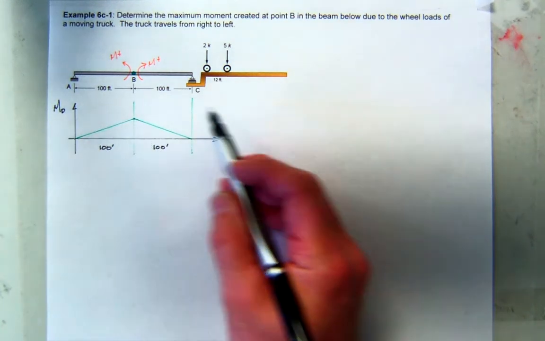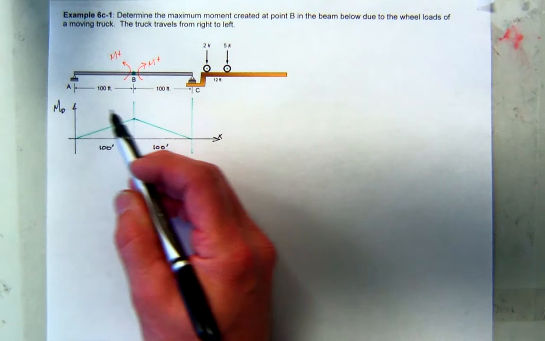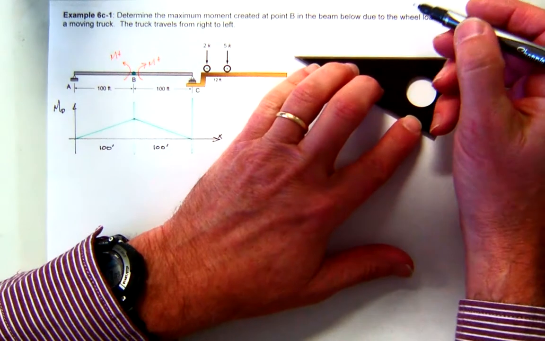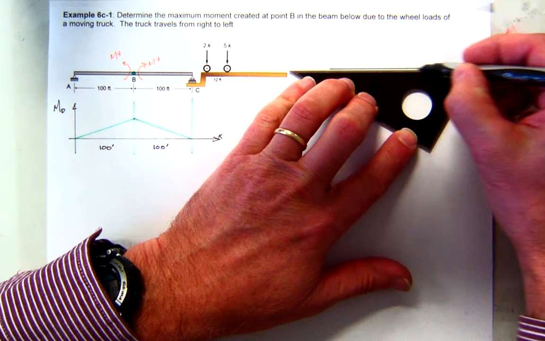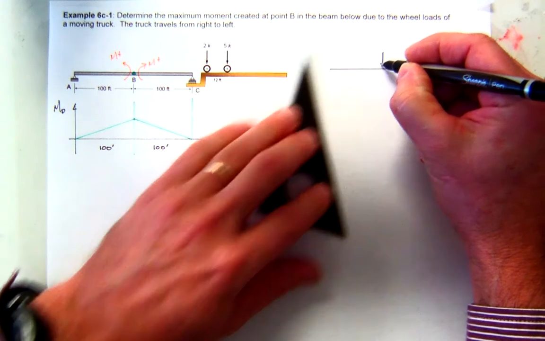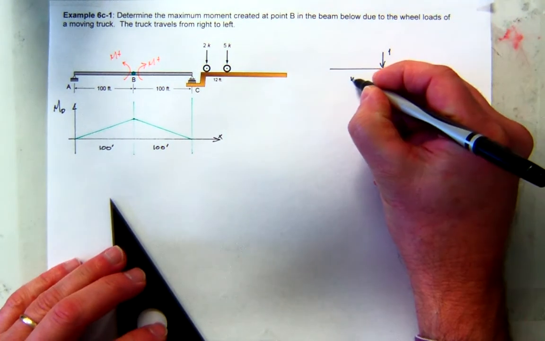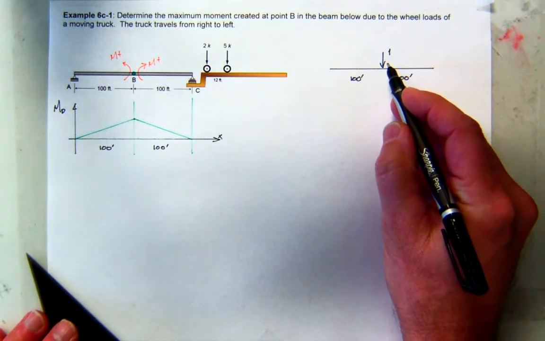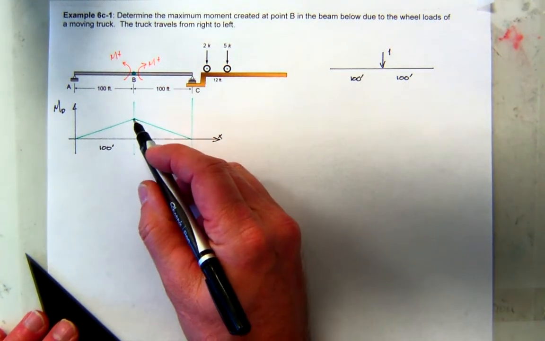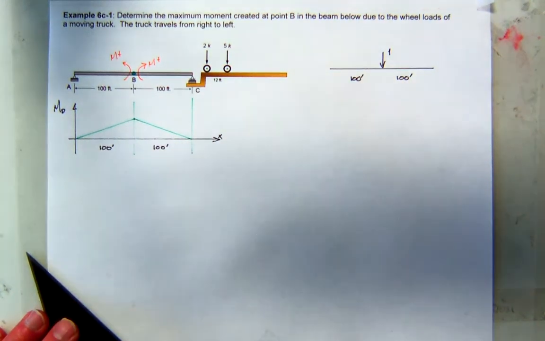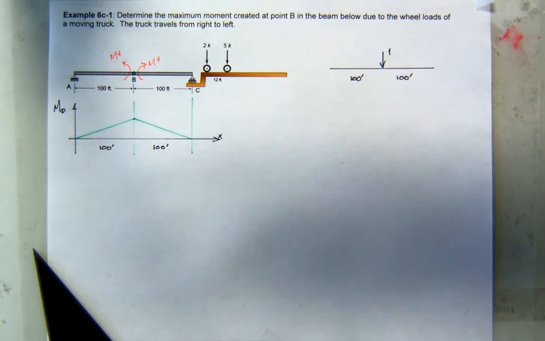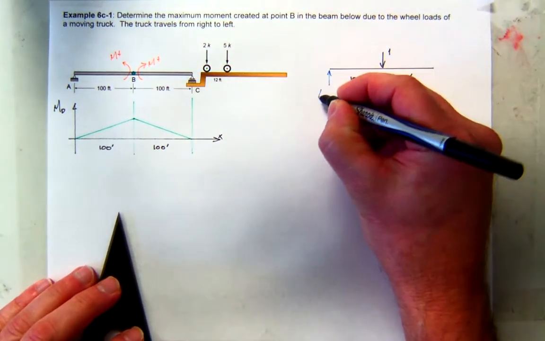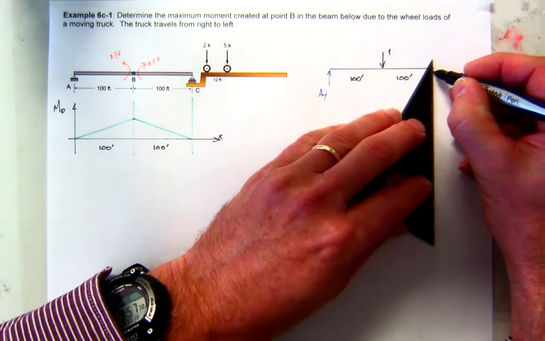That means my moving unit load, moving across the structure, if I stop it right here, will give me that value. So what I'm really looking at is a structure that looks like this. I want my unit load right in the middle. And again, why did I pick that point? Because that point corresponds to this point on the graph, and that's the ordinate value I'm looking for. So at that position, I have a reaction at A and a reaction at C.